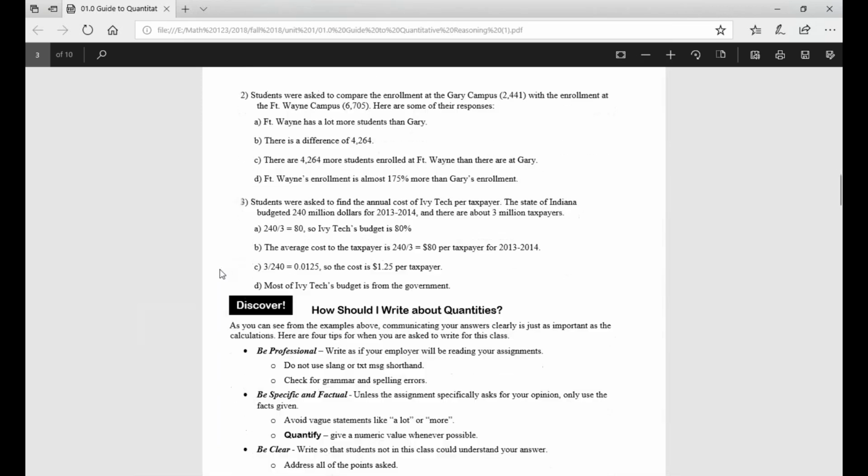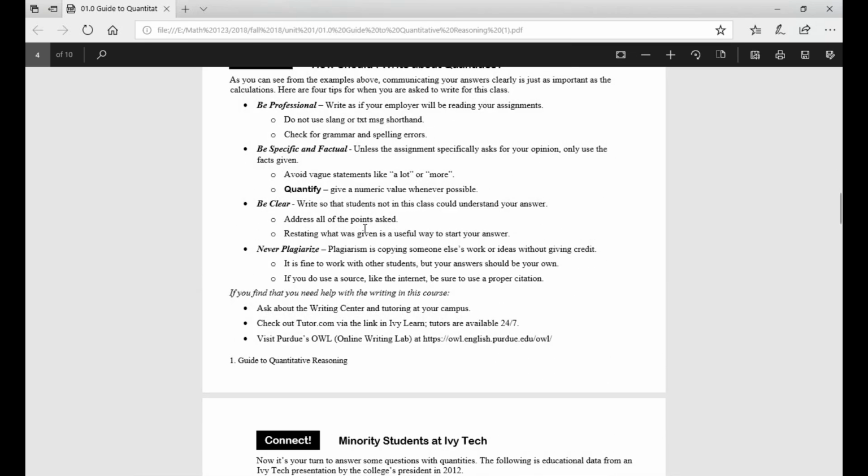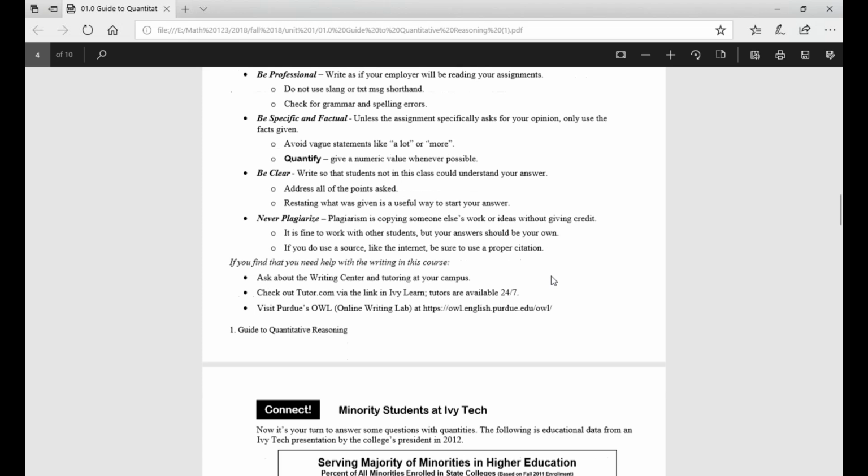Okay, so I'm going to encourage you to just finish going through section 1. There's no homework associated with section 1. It just talks about things. When you get to the part where you're going to be doing reports, please remember what plagiarism is. It's copying someone else's work or ideas without giving them credit. So if you have to use a cite, make sure you use the proper APA citation.